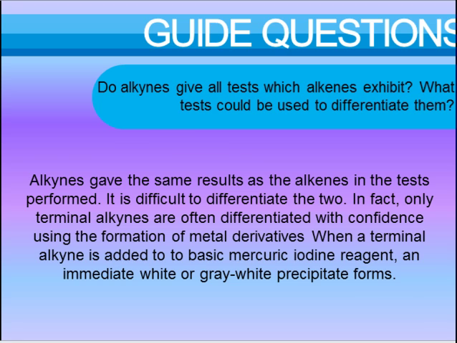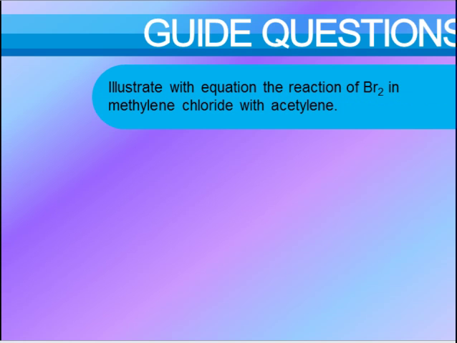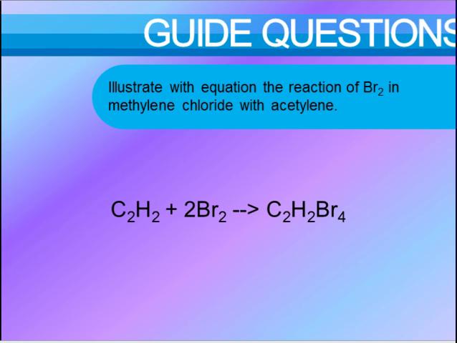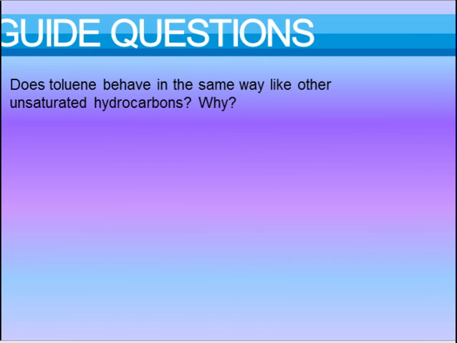Anyways, moving on. Illustrate with the equation the reaction of bromine and methylene chloride with acetylene. Well, as you can see, that's just plainly it. Although not shown, there are pi bonds that are broken and bromine is attached to the broken bonds.